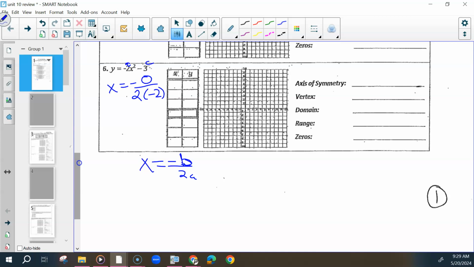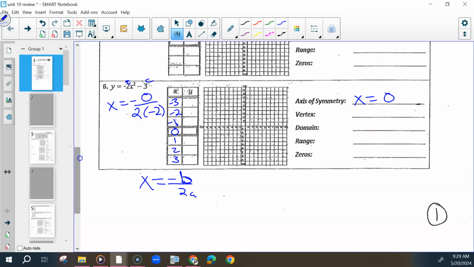0. X equals 0, always make it x equals as an equation. And that's going to be the middle of your table. You can fill out your x values, go forwards and backwards. In your calculator, go into y equals and type this equation, negative 2x squared minus 3.